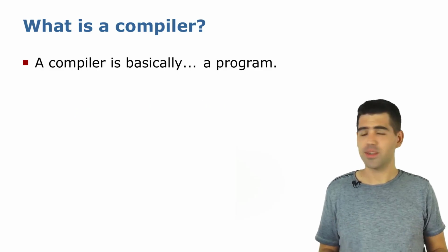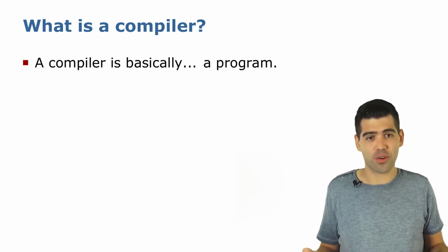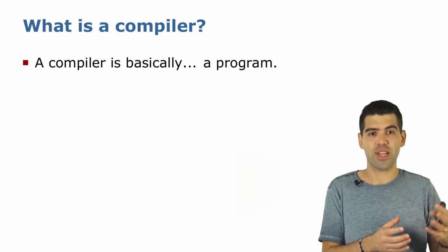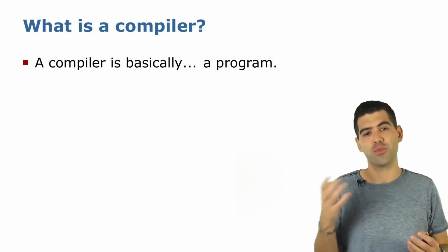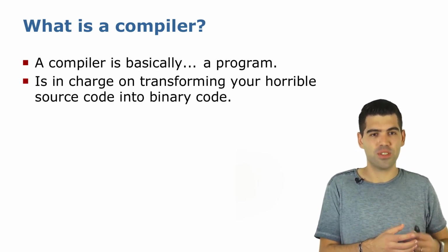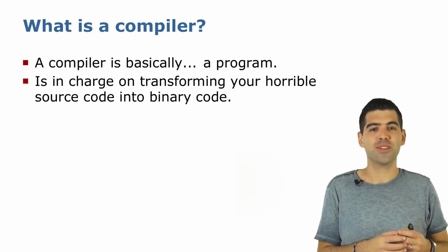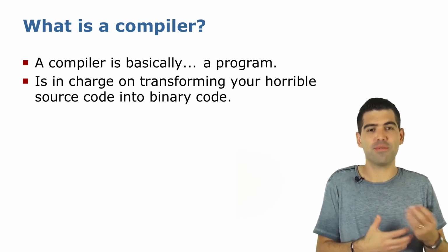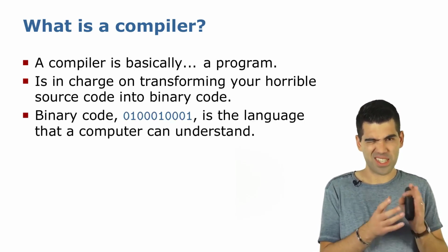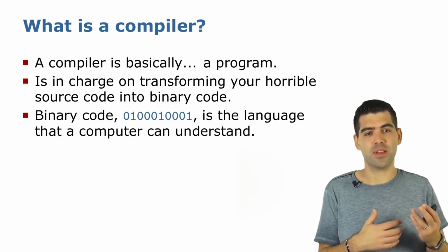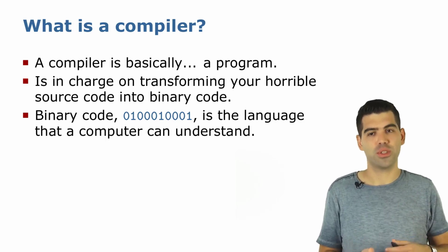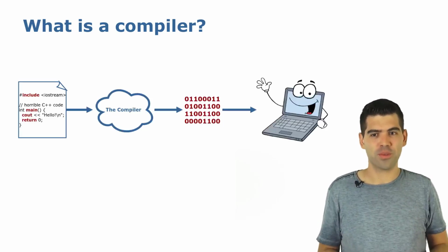So what is a compiler? As we discussed in the last lecture, it's basically another program. We say, let's create this compiler, this translator, to translate our C++ code into something that the computer understands. So basically, the C++ compiler is in charge of transforming your horrible C++ code into binary format, something that the computer can actually understand and execute. Binary code is basically the language that the computer understands, in the form of zeros and ones, or rather in terms of high voltages and low voltages, for those who know what we're talking about.